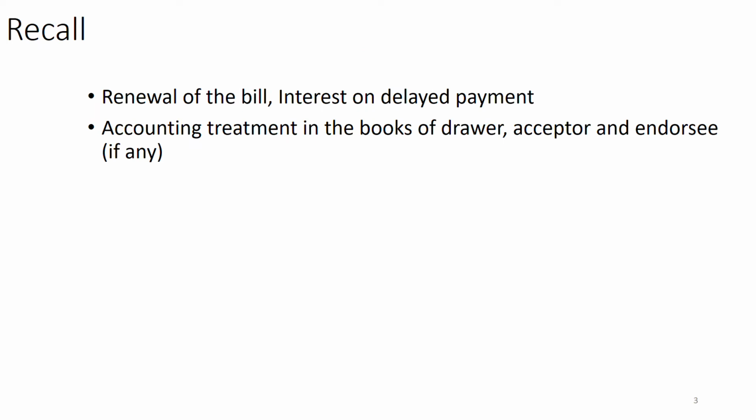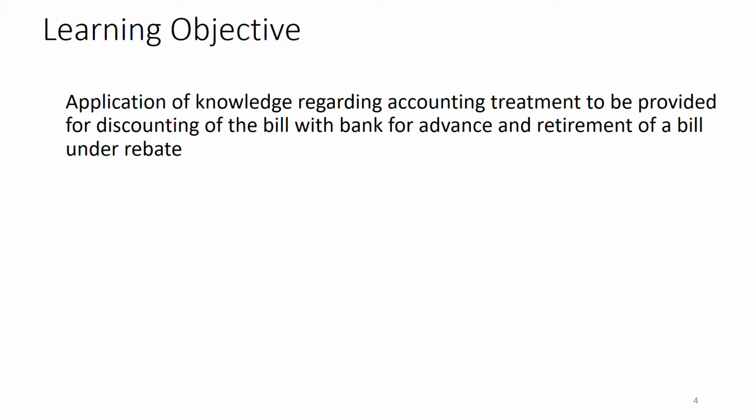So, we have already learned how to renew the bill and how to calculate the interest on such delayed payment and the respective accounting treatment in the books of the drawer, acceptor, and the endorsee. In this class, we will learn how to use a bill for discounting purposes with the bank for advance and how to retire a bill under rebate.